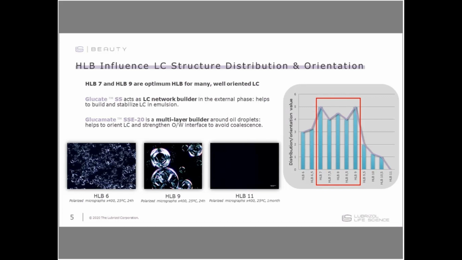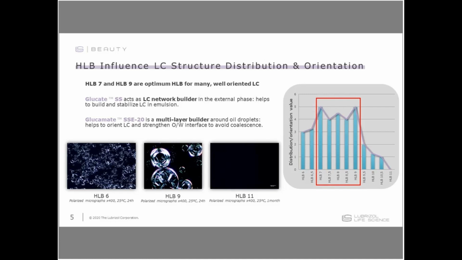So it helps to form micelles and orient the liquid crystal and strengthen the oil and water interface to avoid coalescence. So a low level of Glucate SS, which means a high HLB, liquid crystals are not present, like the image on the right. A high level of Glucate SS without Glutamate SSE gives you a low HLB. So you can see many liquid crystals, but they're not well formed and oriented, as seen in the image on the left, the HLB 6.